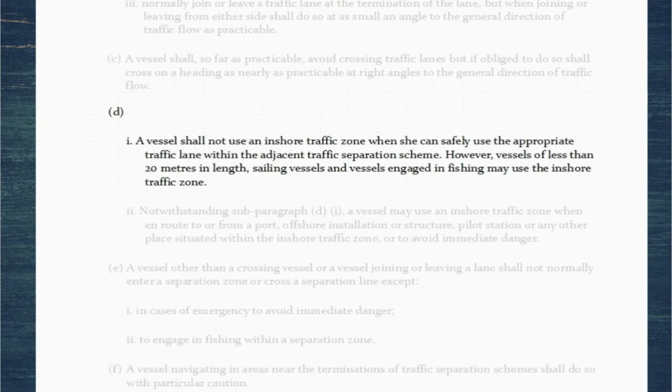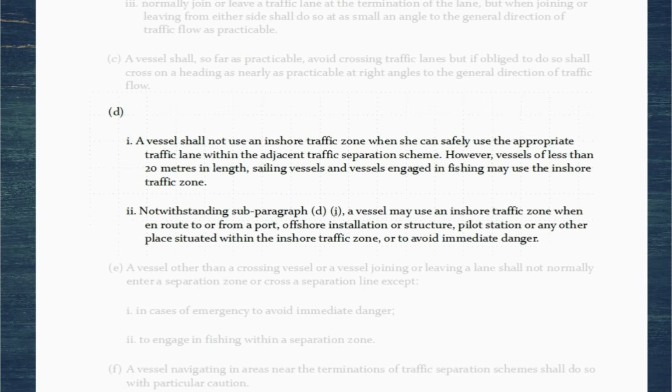And now we're on to the inshore traffic zones. Now not every traffic separation scheme will have these zones, but if it does it will be marked on the chart. And a vessel shall not use an inshore traffic zone when she can safely use the appropriate traffic lane within the adjacent traffic separation scheme. However, vessels less than 20 meters, sailing vessels, and vessels engaged in fishing may use the inshore traffic zone. Notwithstanding the previous paragraph, of course, if you're en route to or from a port, offshore installation or structure, pilot station, or other place within the inshore traffic zone, you may use it, or of course, to avoid immediate danger.